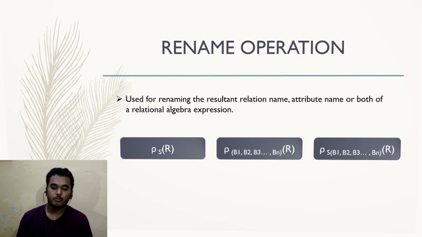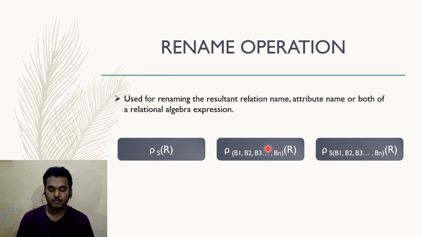Next operation in unary operation is rename operation. This is generally used for renaming the resultant relation, the attribute names, or both of them in a relational algebra expression. Generally, there are three forms of rename operation. The first form, as you can see, only renames the relation to S. The second form renames the attributes to B1, B2, B3, for example. The third form renames both the relation name as well as the attribute names.